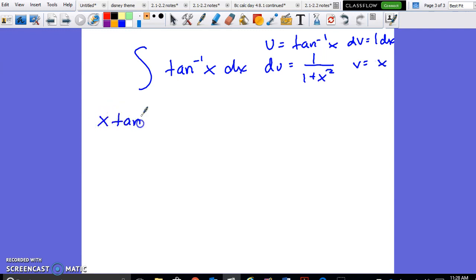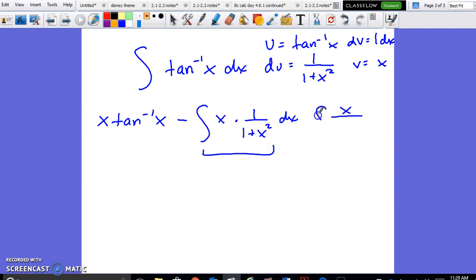So u v minus the integral of v du. And so now what I have here, take a little sidebar, I've got x, I'm going to integrate x over 1 plus x squared. Okay, so that's a u substitution problem. So go ahead and do u substitution over here on your own. And so then what you have, figure out u substitution for this, integrate that part, bring this back down.